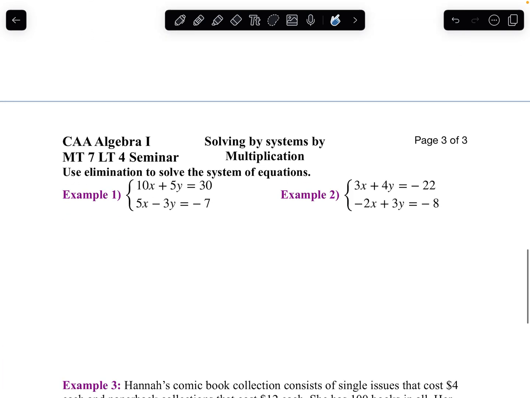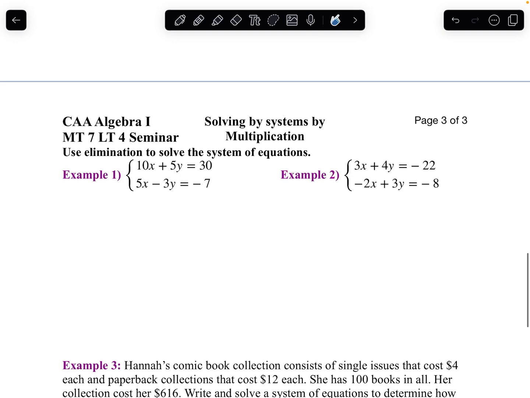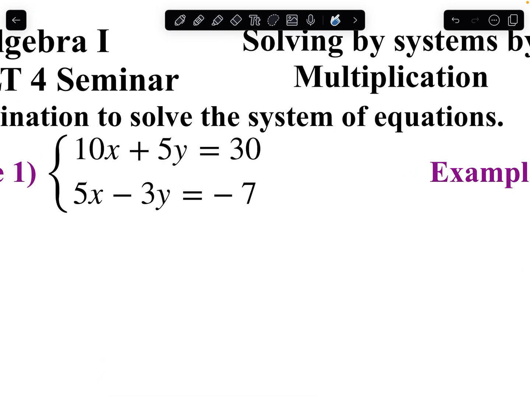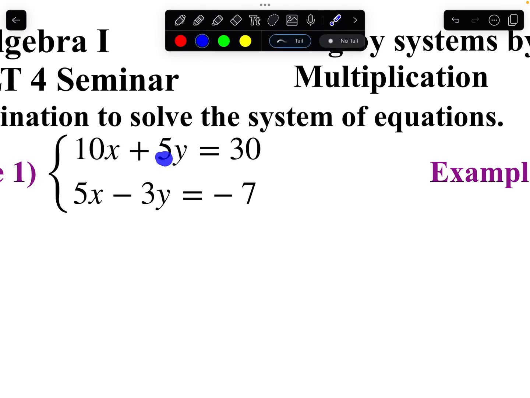So let's take a look at example 1 here. Notice none of my variables are the same, but I see the y's have a positive and a negative. If I have a positive and a negative, I think that's the one I want to get rid of. So I look at 5 and 3, and you think, what is my least common multiple? Well, that would be 15, wouldn't it? So I'm going to multiply the first equation by 3, because 3 times 5 is 15. The second equation by 5, because negative 3 times 5 is negative 15. When I say the whole thing, I mean the whole thing.